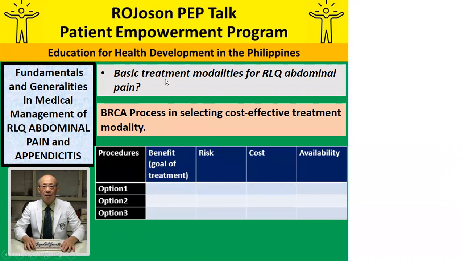In trying to choose the various treatment modalities for a particular patient, again, we use the BRCA process, choosing the most cost-effective treatment modalities. Here, for BRCA for treatment selection, the benefit is different from the diagnostic procedure. For the diagnostic procedure, the benefit is which one has a better chance of giving you more information for the diagnosis. But for the treatment, what will be a better chance of achieving the goal of treatment? Example, option one will have a lower chance of recurrence after treatment. Option two will have a higher chance of recurrence. Then the better option will be the one with the lower chance of recurrence.